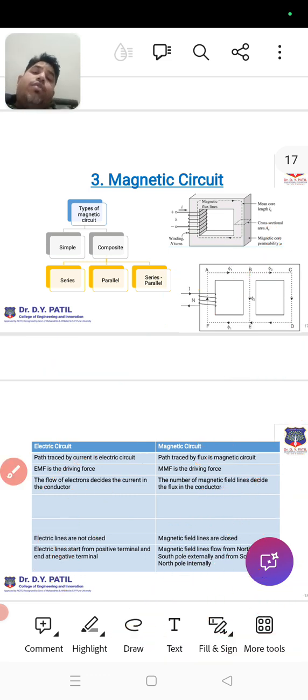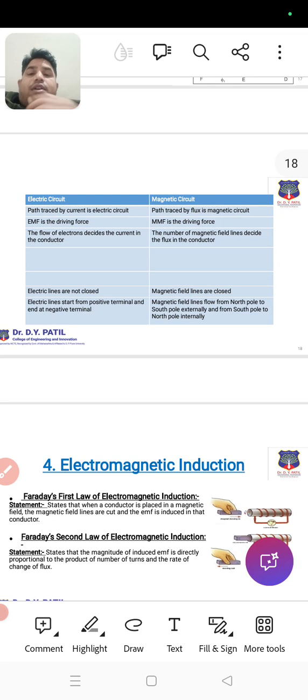It's all about that. When the two magnets are in series, we will get st is equal to s1 plus s2. When the two magnets are in parallel, we will get 1 upon s1 plus 1 upon s2. What will be the comparison between electric and magnetic?